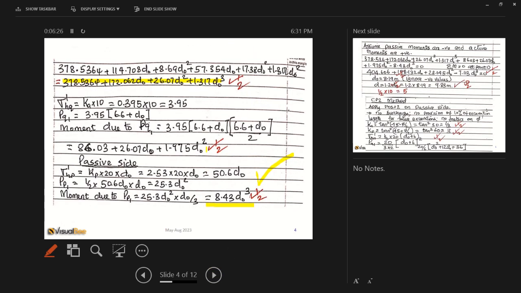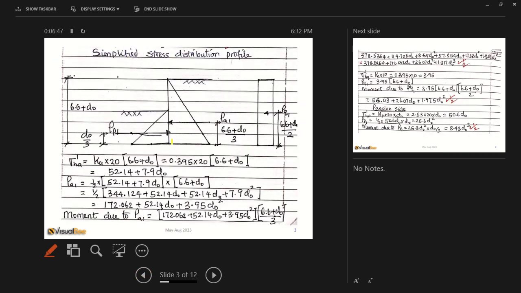This is from the passive side, this is from the active side, this is from the passive side, and this is what I've just demonstrated to you. This is also on the active side, but this is due to the surcharge.